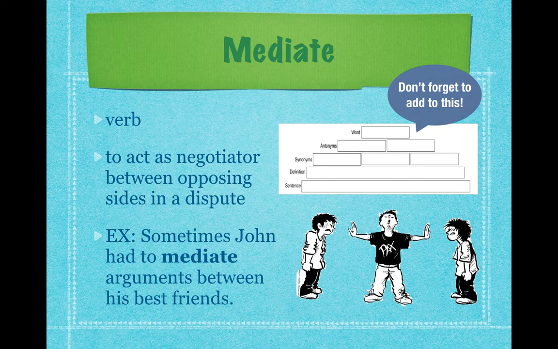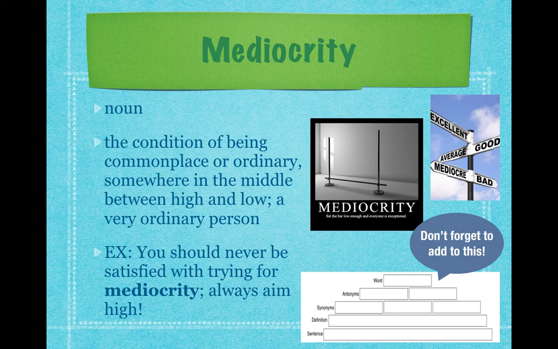We're now on page 24 of your workbook if you'd like to follow along, and we're moving on to our fifth word today. Mediocrity is the next word. Mediocrity is a noun, but a lot of times it's used in the adjective form, which is mediocre. Mediocre is a describing word, and it basically describes things that are ordinary, in the middle, commonplace. Mediocrity is the noun version of the word, and it's the condition of being commonplace or ordinary. You should never be satisfied with trying for mediocrity. Always aim high. And again, please add this word as well as a definition, sentence, antonyms, and synonyms to your word pyramid.